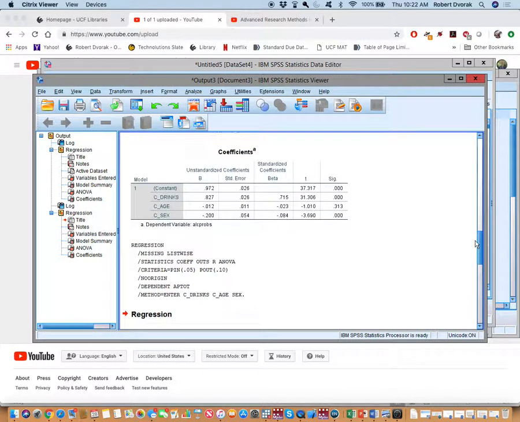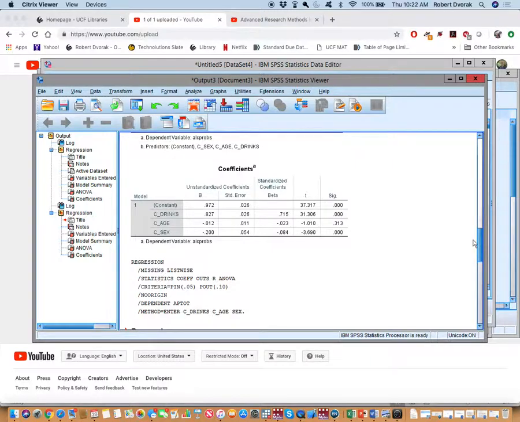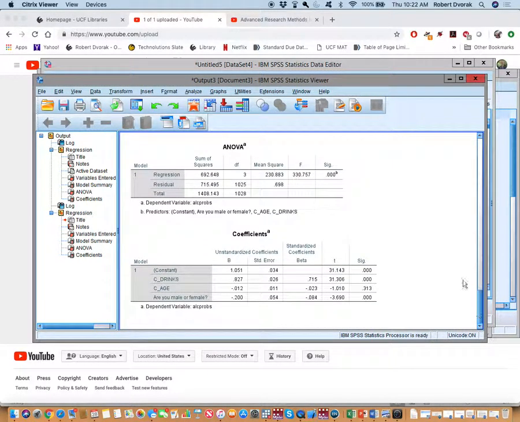So we scroll up a little bit here, and here's what we had before: 0.972, 0.827, minus 0.012, and minus 0.2. And as we scroll down here, we see 0.827, 0.012, minus 0.20. Those are all the same, right? But this changed, and it changed by what? Did it change by this amount right here, minus 0.20?